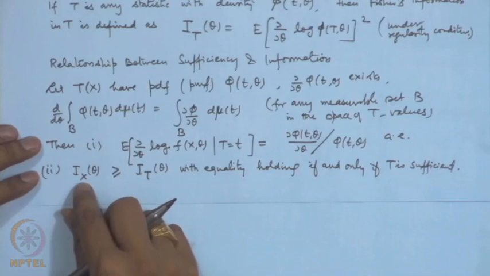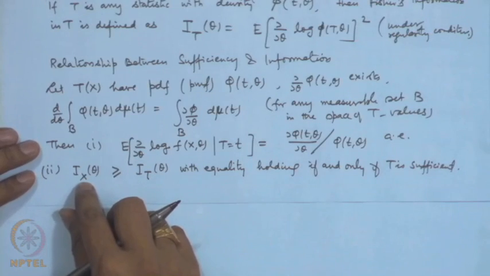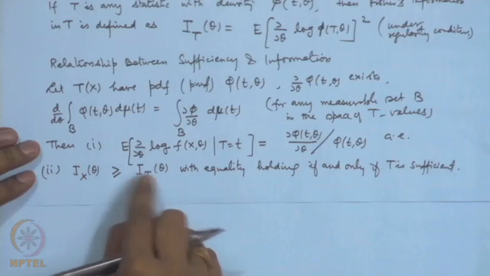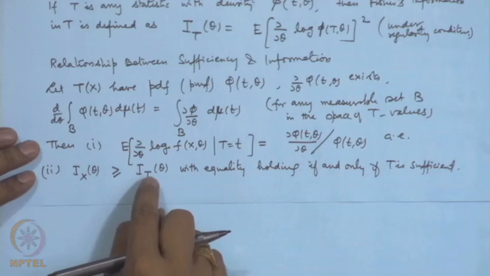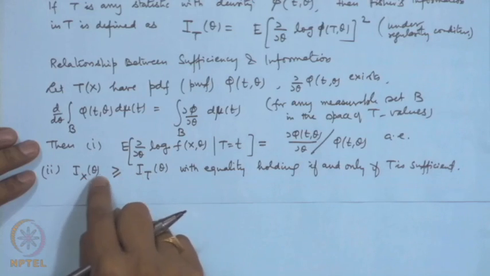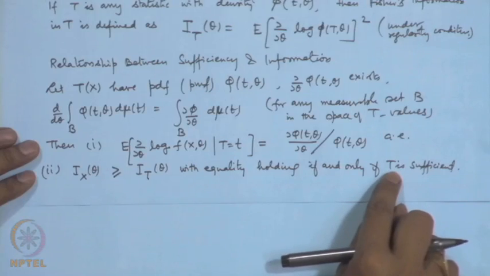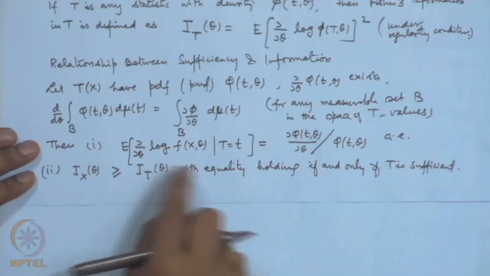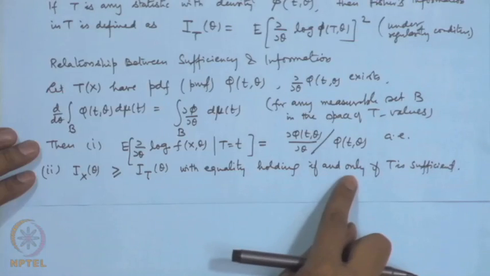So, what we are saying is, suppose we have X1, X2, ..., Xn as a sample and T is any statistic, then in general the information content in a statistic will be less than or equal to the information contained in the full sample. However, if T is sufficient, then it will be the same, and this is a necessary and sufficient condition.